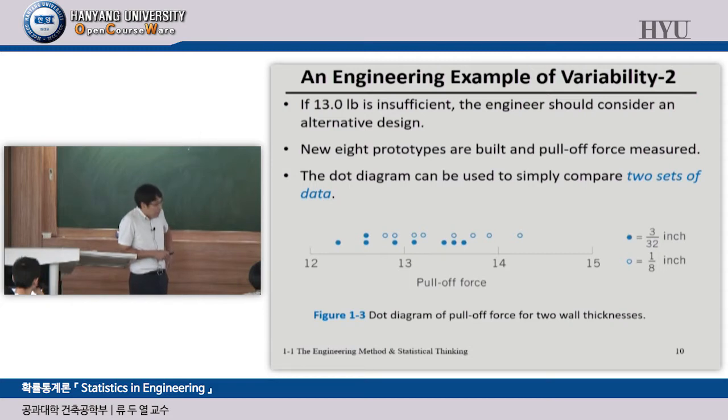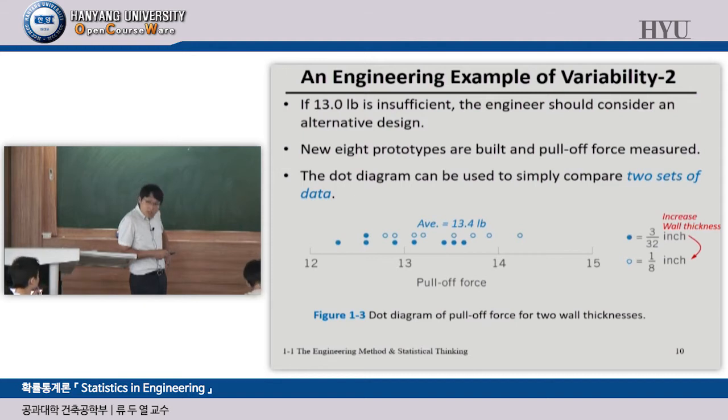So, as you see here, by increasing the wall thickness from 3/32 inches to 1/8 inches, we can easily see that the average value of the pull-off force for the nylon connector with the higher wall thickness is higher. Why? Because the average point of the circles is about 13.4 pounds. So, by using the dot diagram, we can easily compare the performance of the two sets of data, as you can see here. So we can determine which one gives the better performance.